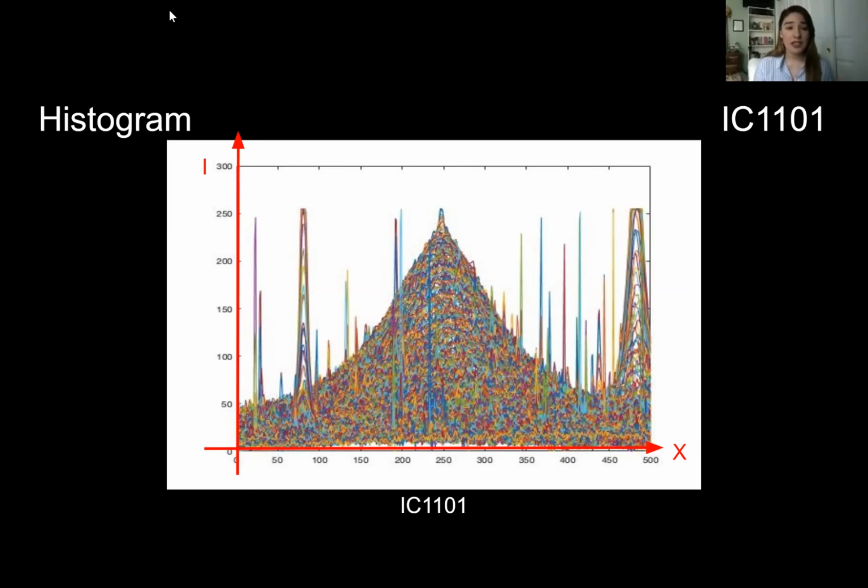So what we're seeing here is a very crisp peak. This peak is telling us that it's at its maximum of 255, and its position is in the middle of our image.